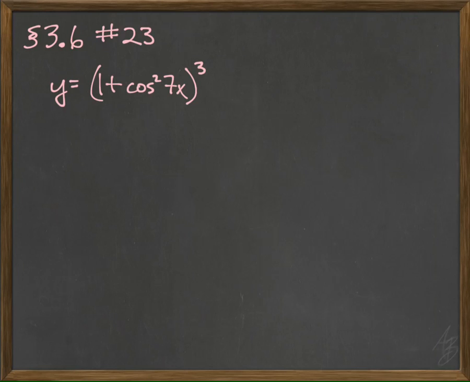I think it's obvious here that this is going to be a chain rule problem. I can see immediately that we have a mother function of the third power, right? So if we're going to use, do you guys want to use substitution or you just want to use chain rule?